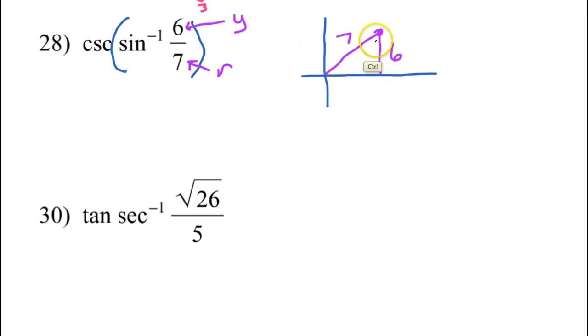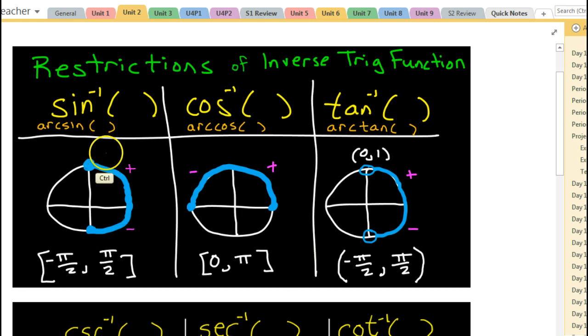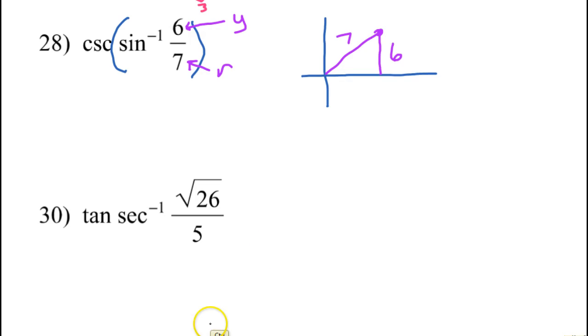Okay, by the way, I knew to draw it in this quadrant instead of the second quadrant because inverse sine is only defined on the right-hand side of the circle. So I couldn't draw it over here. And down here would be negative.